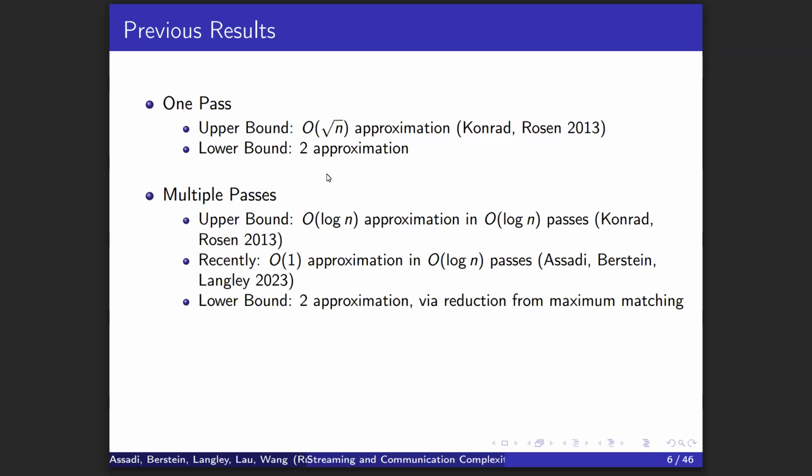For multiple passes, we can do a bit better. Sorry, we can do a lot better. In particular, with log n passes, we know how to get an O of log n approximation, and this was given by Conrad and Rosen. This was recently improved by Saper, Aaron and Zach to a constant factor approximation in log n passes. Again, the best lower bound that we know is only a 2 approximation. So the question is, can we improve the gap between the best upper and lower bound for this problem?